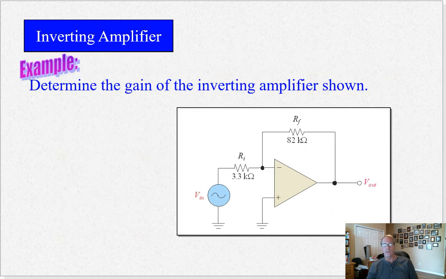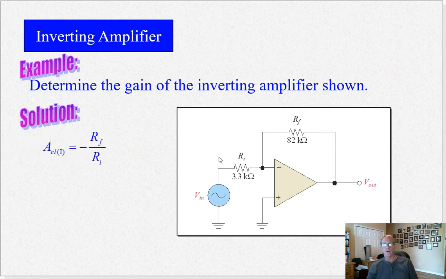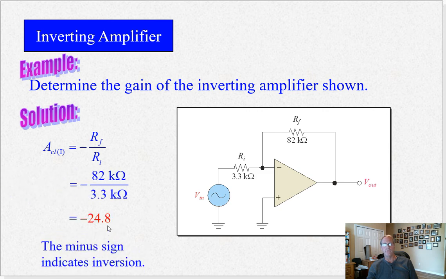And we'll do another example here. Closed loop gain is minus RF over RI, so 8.2 over 3.3 is minus 24.8. Now, the minus sign indicates inversion. What that means is if you put a positive voltage at the input, you're going to get a negative voltage on the output. So if you put 1 volt here, how many volts do you get on the output? Minus 24.8 volts.